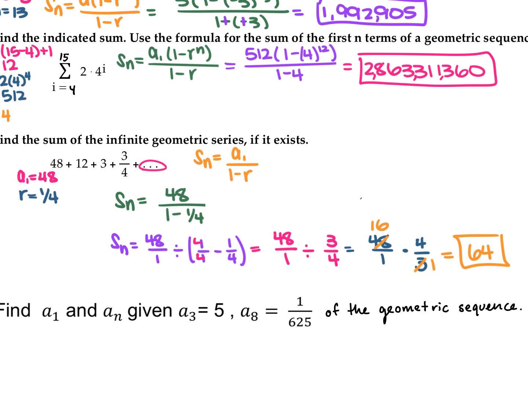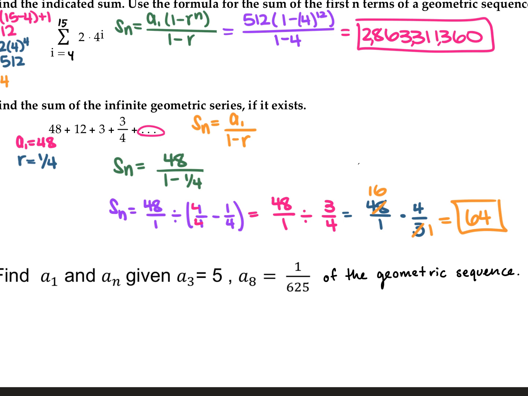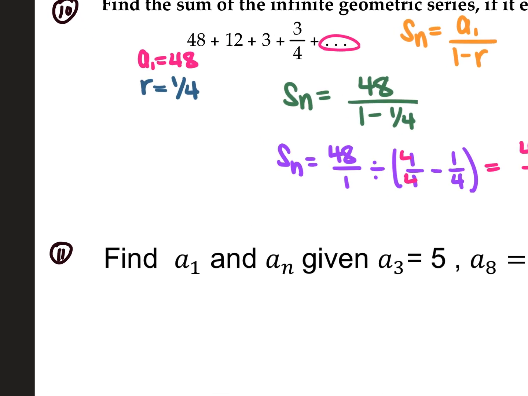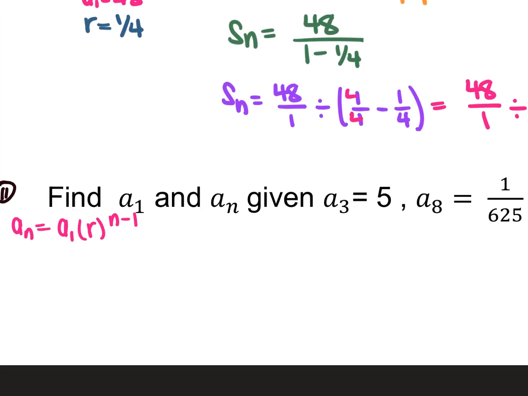For number 11, it tells you to find a sub 1 and a sub n, given that a sub 3 is equal to 5, and a sub 8 is equal to 1 over 625 of the geometric sequence. We're working with a geometric sequence, which means we're using a sub n is equal to a sub 1 times r to the power of n minus 1. We are going to use this a sub 3, or the 3, as 1, the 5 as a sub 1, the 8 as n, and the 1 over 625 as a sub n. And we're just going to switch these out to solve for r.